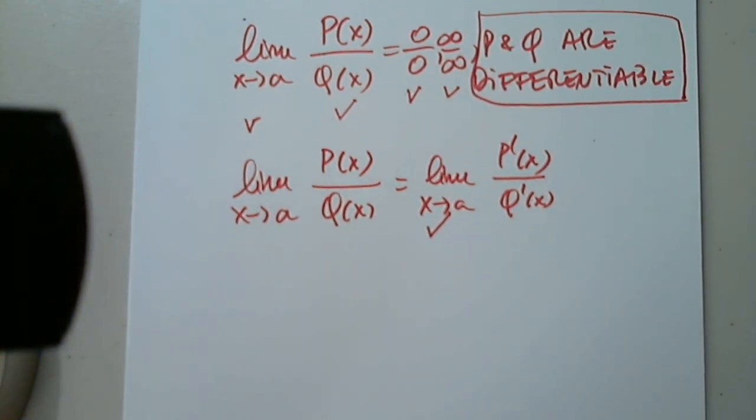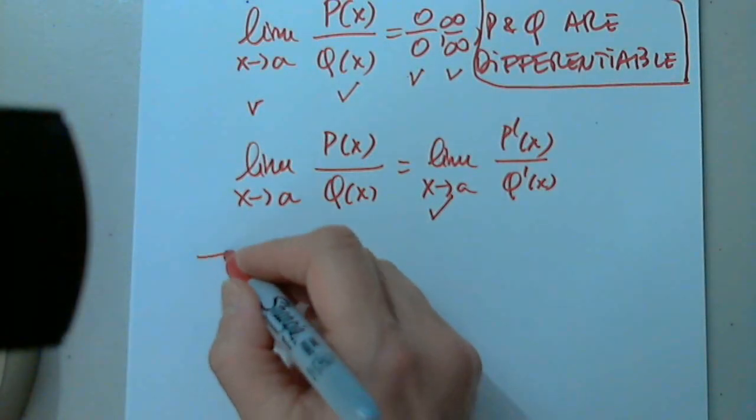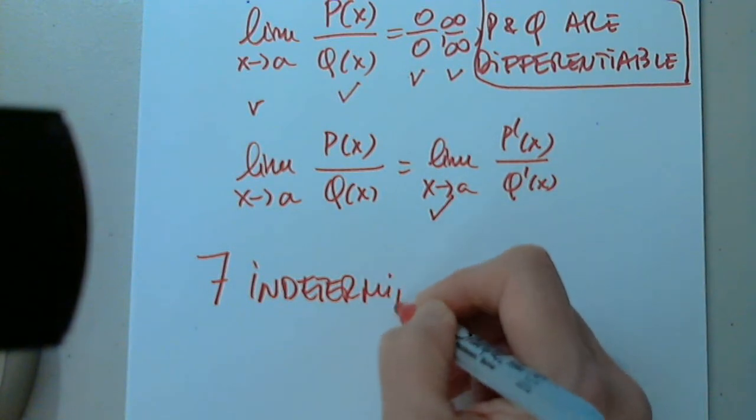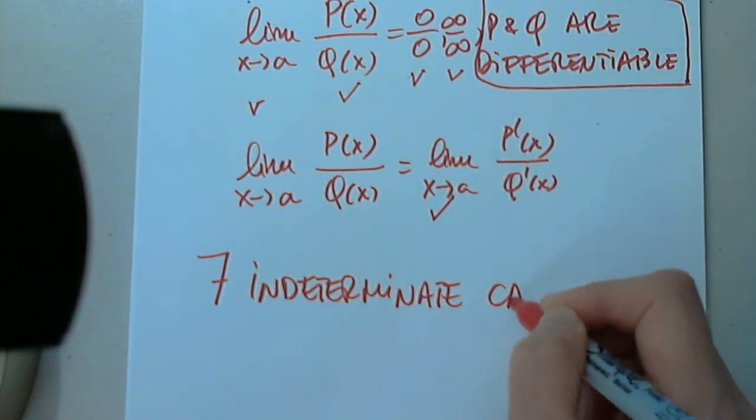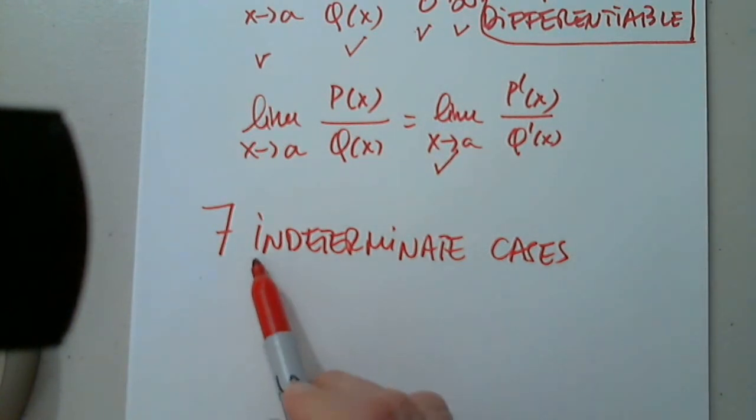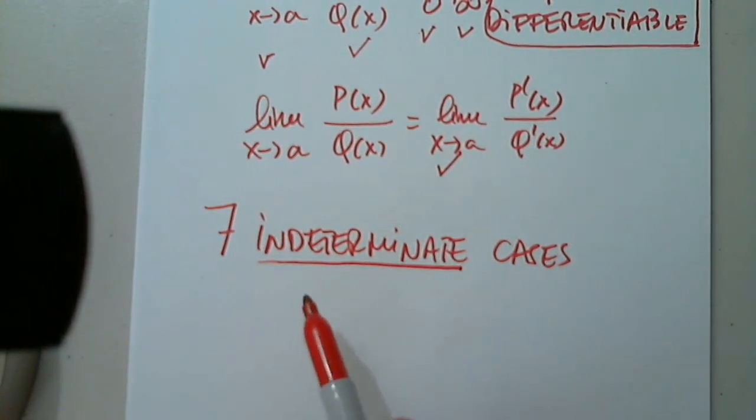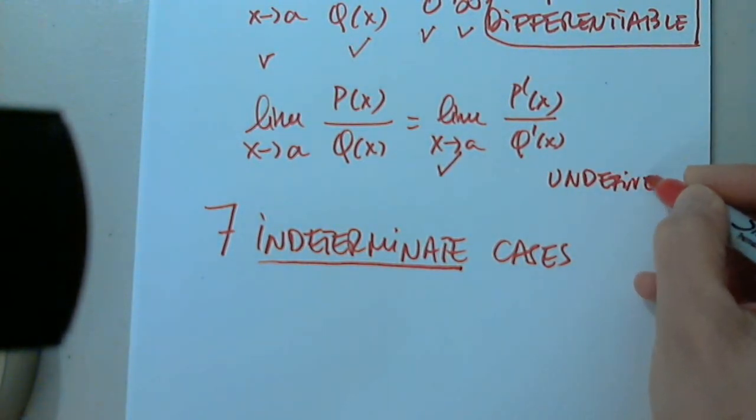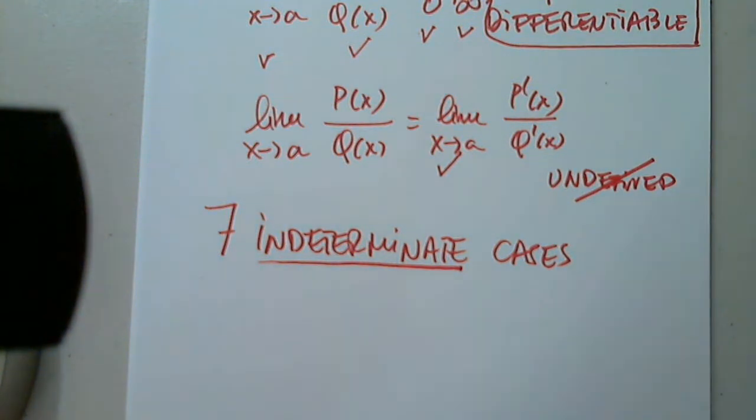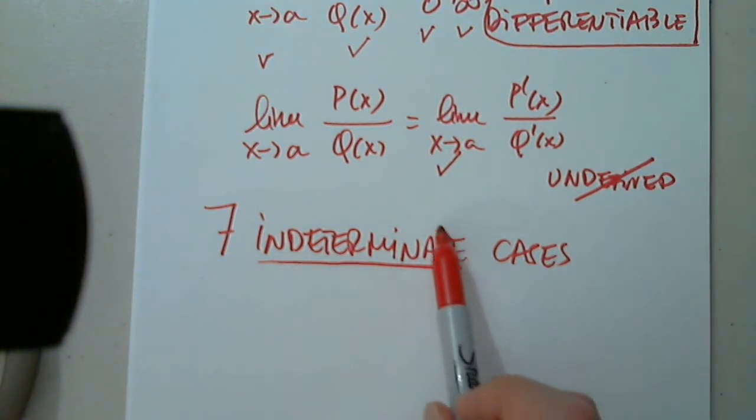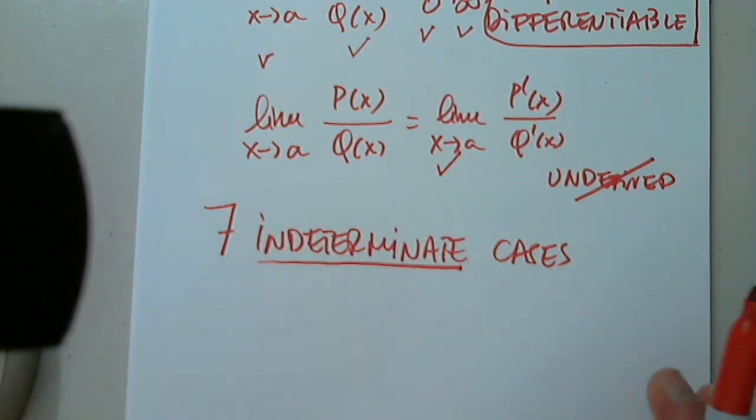Because what I wanted to talk about in this section is there are 7 indeterminate cases, or situations. By indeterminate, we do not mean undefined. No, we're not talking about undefined. We're talking about situations in which anything can happen. That's what indeterminate means. Anything can happen.